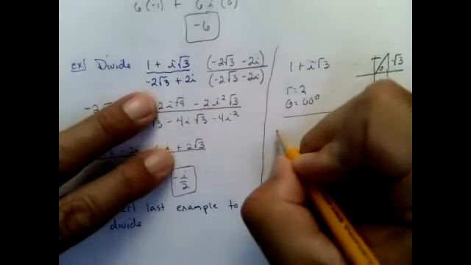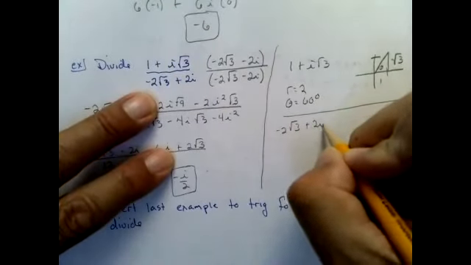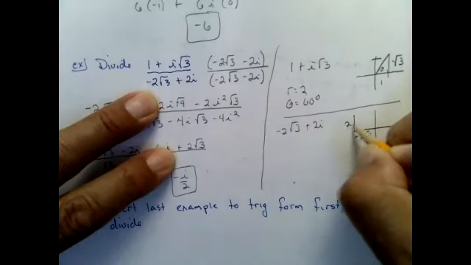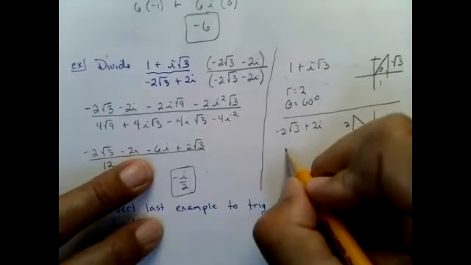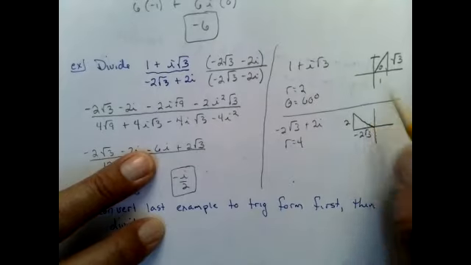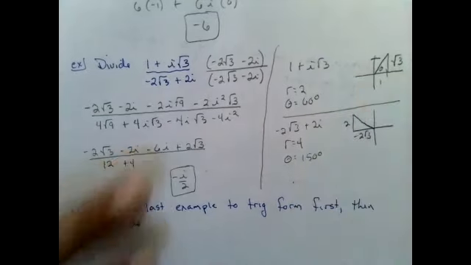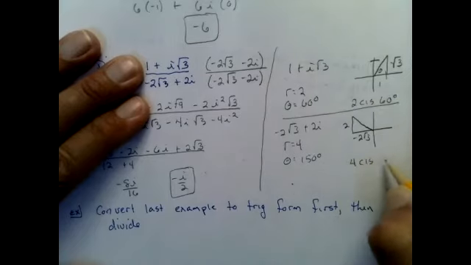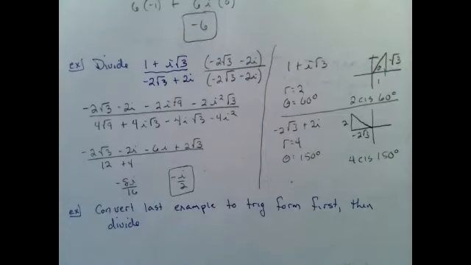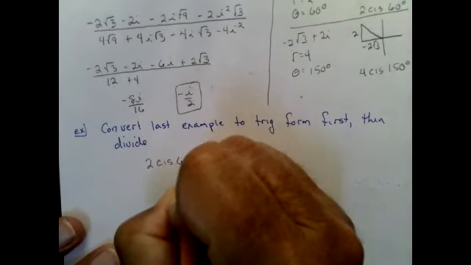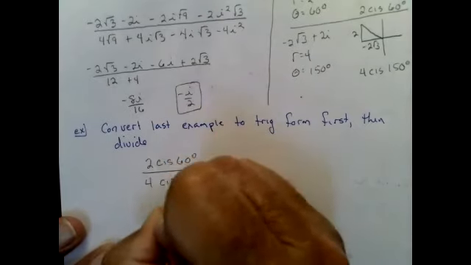And my other number is -2 square root of 3 plus 2i. That's going to be -2 square root of 3 and then up 2. This is like the last one. R is 4. And I think we had a theta of 150 degrees. So this is 2 CIS 60, 4 CIS 150. Same as last time. All right, so I want to divide. So now I have 2 CIS 60 over 4 CIS 150.